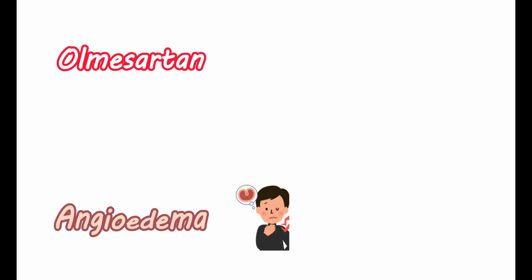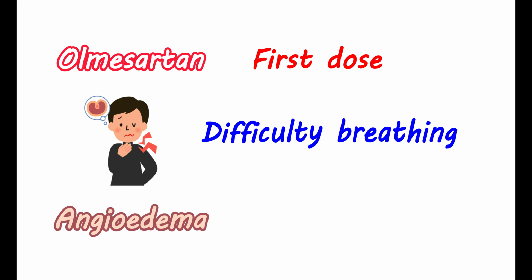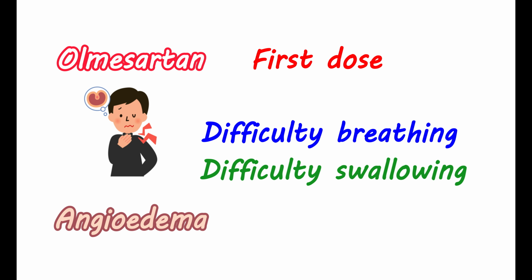Angioedema. Olmesartan can produce a condition called angioedema. It may occur at any time during treatment, especially after the first dose. The risk may be increased if you have any previous history of angioedema. A family history of angioedema can also be a risk factor. This results in the swelling of your face, tongue, and lips. You may have difficulty breathing and difficulty swallowing.